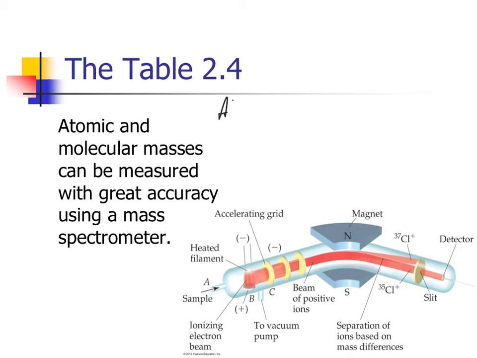So it can be atomic mass or molecular mass. It doesn't matter which one it is, they are essentially the same thing. They are just a little bit different, but a lot of times we use them interchangeably. And we can make this measurement using what is called a mass spectrometer.